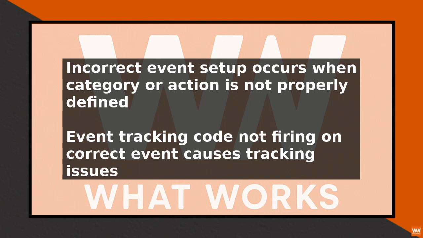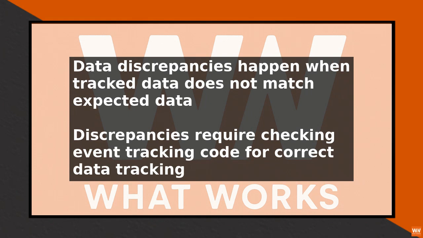Another common issue is event tracking code not being triggered. This can happen when the event tracking code is not properly embedded in the website's HTML or when the code is not firing on the correct event. For instance, if you are tracking a form submission, the event tracking code needs to be triggered when the form is submitted, not when the page loads.